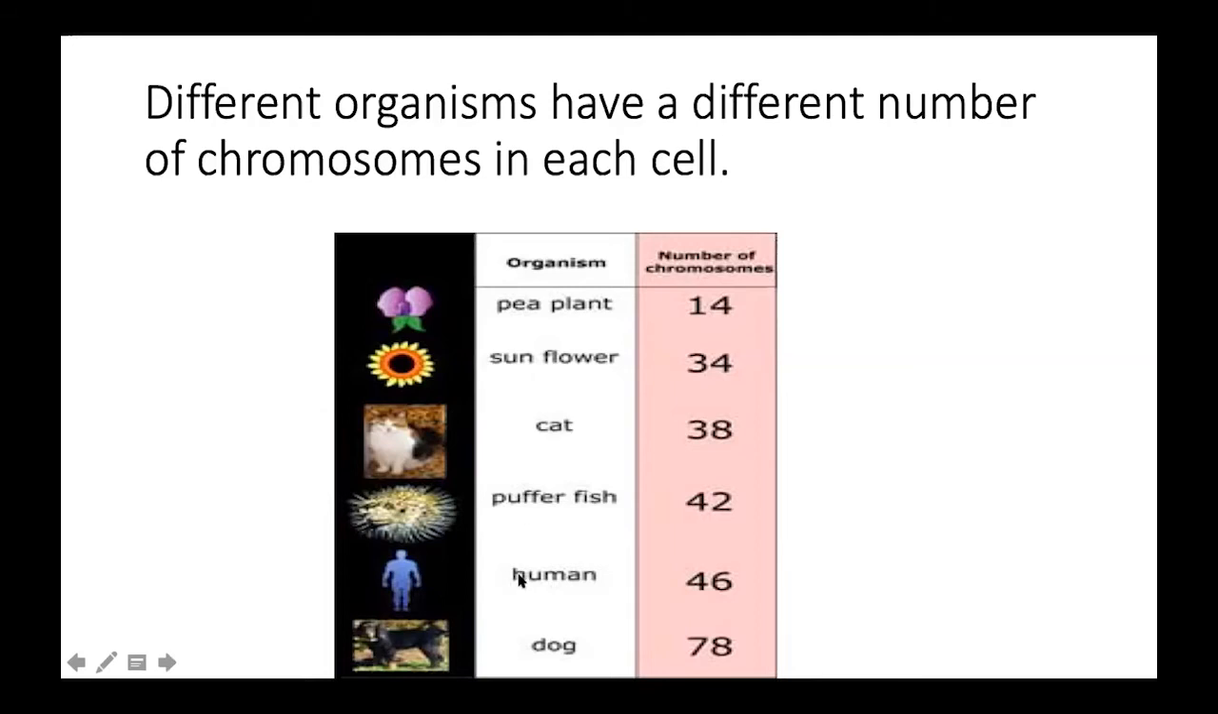In this slide are shown different types of organisms and the number of their chromosomes. So it means that a different number of chromosomes exists depending on the type of organism. For example, the cat has 38 chromosomes, the dog 78 chromosomes. So the number of chromosomes depends on the type of organism. Different forms of life have different numbers of chromosomes in their cells. But what do these chromosomes look like?